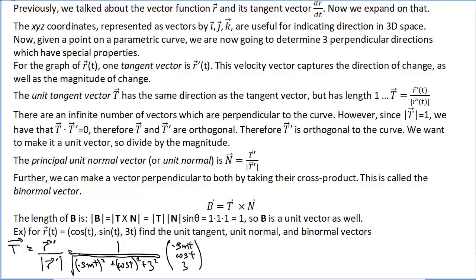So this is one interesting way that we can make vectors with a special relationship to the parametric curve at every single point. The unit tangent, the unit normal, and the binormal.